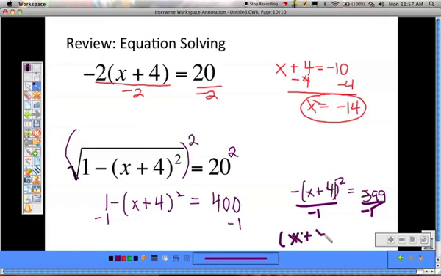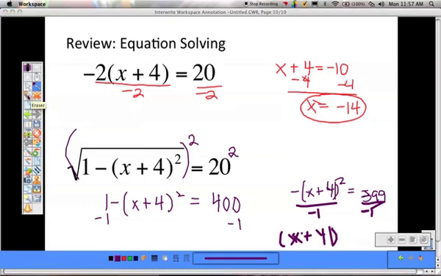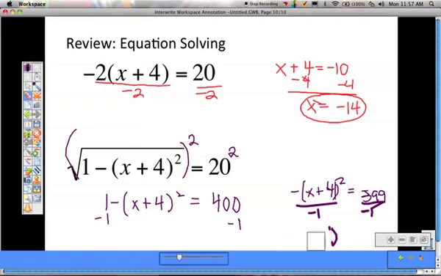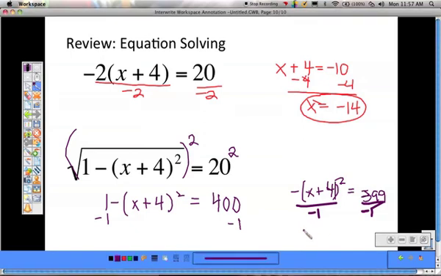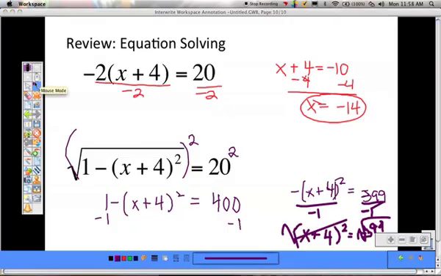And here, actually, this one right here we wouldn't be able to solve. Okay, this is really messy, I apologize. We have x plus 4 squared equals a negative number, -399. To get rid of the squared, you would have to take the square root. And can we square root a negative number? No, we can't, so here we'd have to stop.